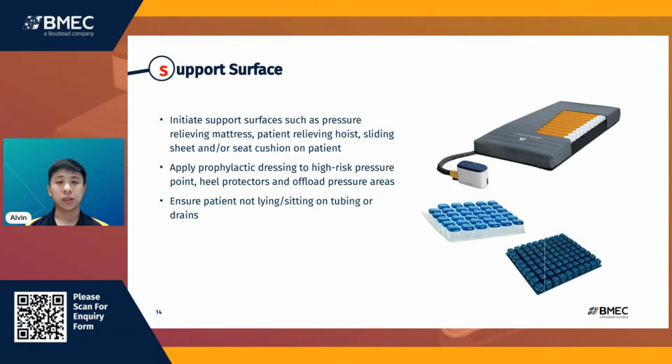Hi everybody. So to talk more about the support surface, the second S in the skin bundle: initiating support surfaces such as a pressure relieving mattress, patient hoist, sliding sheet, and or seat cushion on patients. Also, do apply prophylactic dressing to high risk pressure points, heel protectors, and offloading of pressure areas. Also, do ensure that patients do not lie or sit on tubings or drains. So for support surfaces, as I've mentioned, the pressure relieving mattress is an air mattress, of which a demo will be shown later after the slide presentation.